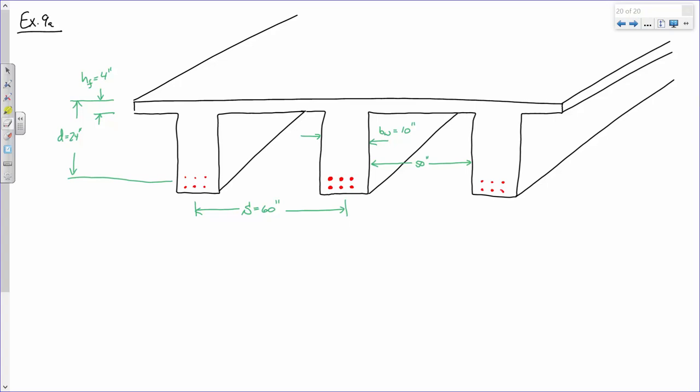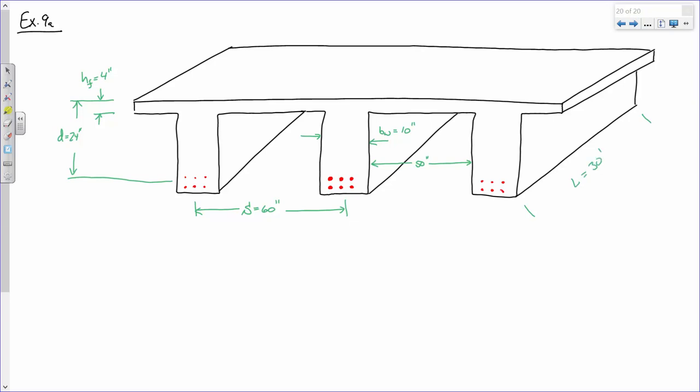And remember, if you wanted to be technical with this part, you could do something like this. And you could say this dimension here is L, which is 30 foot. I just want to make sure that everybody understands the three dimensionality, and I actually think it's a good exercise to draw this out, just so you can see it in your head.